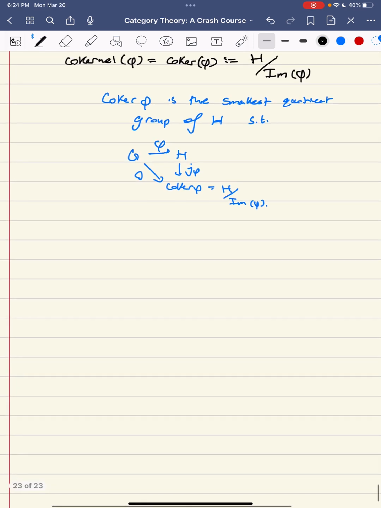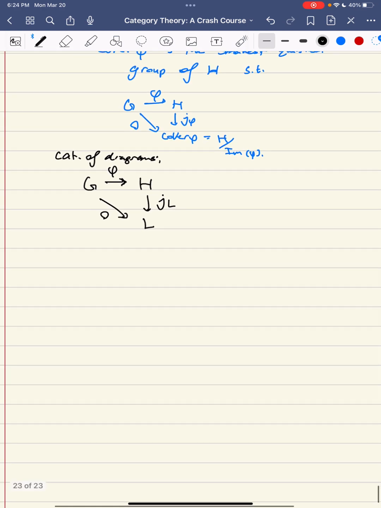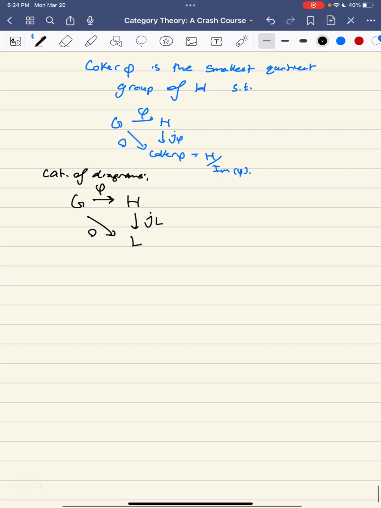So you can form another similar category of diagrams. You can do all things of this form where L is some quotient group, such that this composition is 0. You can form a category of diagrams in the exact analogous way as we did for the kernel. And in this category, the co-kernel is the initial object.